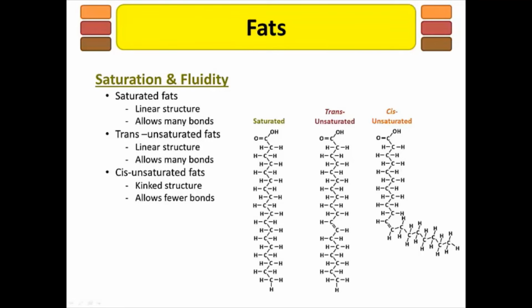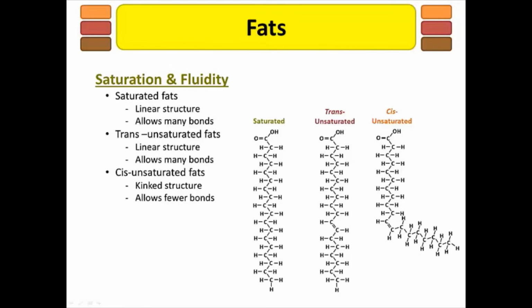When it comes to fluidity, saturated fats and trans unsaturated fats tend to form solids at room temperature, while a cis unsaturated fat of the same chain length usually forms oils. The reasoning for this phenomenon can be explained by comparing the three structures.